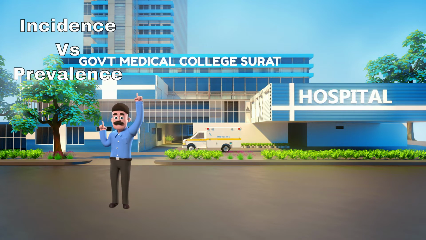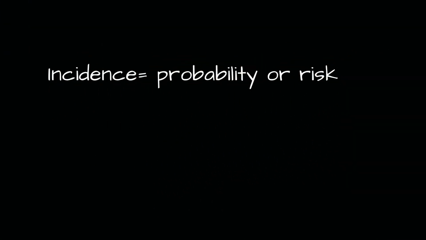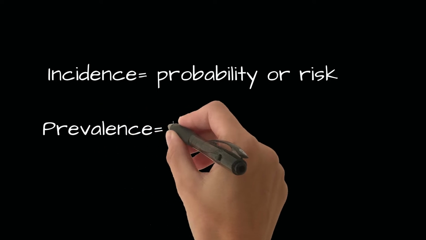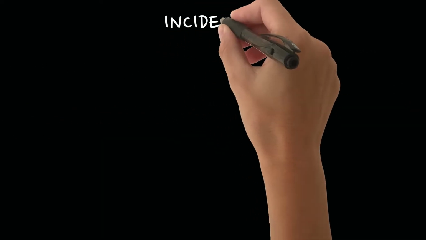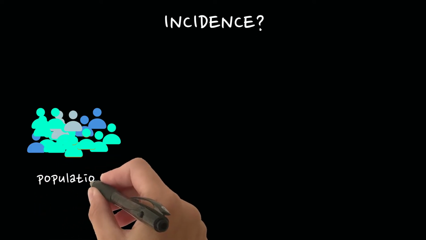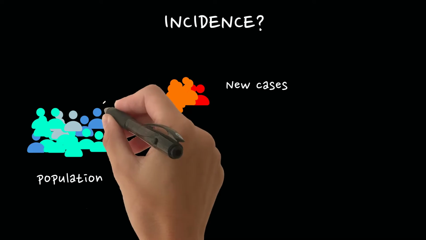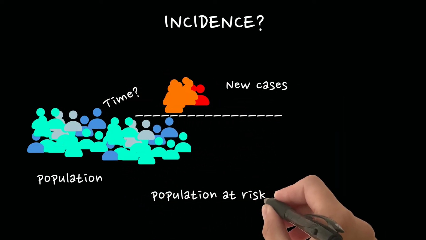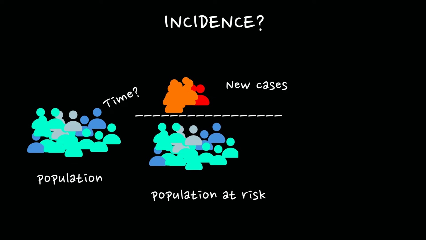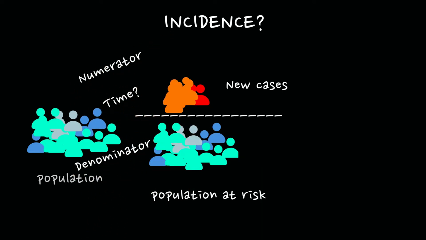Let's get started. Incidence measures probability or risk of the disease, while prevalence measures load of the disease in the community. Let's first define incidence. It is defined as the number of new cases of a particular disease in a specified time period divided by the total number of people at risk of developing that disease in that population during the same time period. The numbers above the line are known as the numerator and below the line as the denominator.